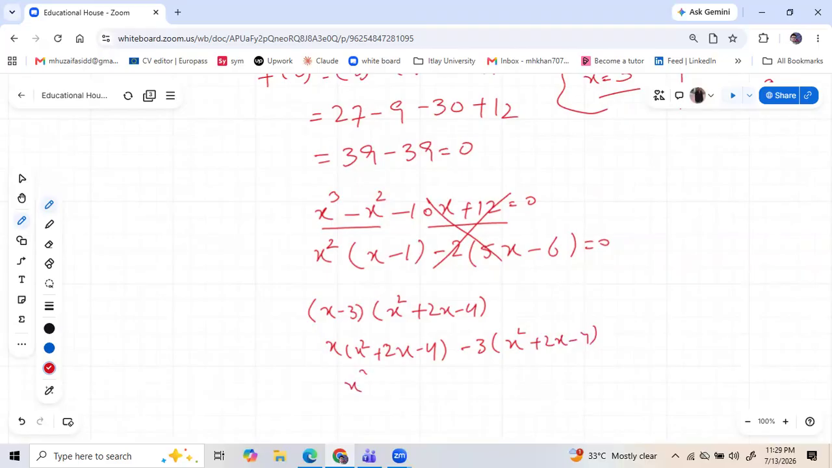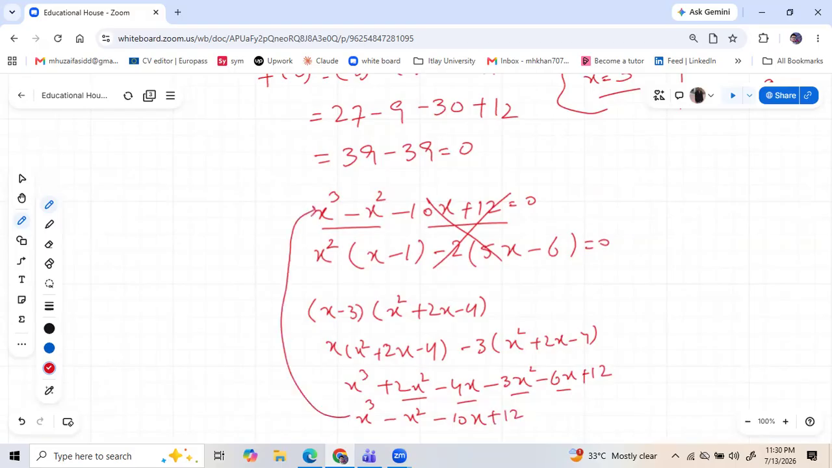So this is x cube, this is 2 of x square, this is minus 4 of x, and this is minus 3 of x square, minus 6 of x, minus 12. And look at it here, x cube, minus x square, and minus 4 of x, minus 6 of x, this is minus 10 of x. Oh, here we have a mistake, this is minus, this is minus, this is plus 12. And look at it here, is this equation and this one the same or not?